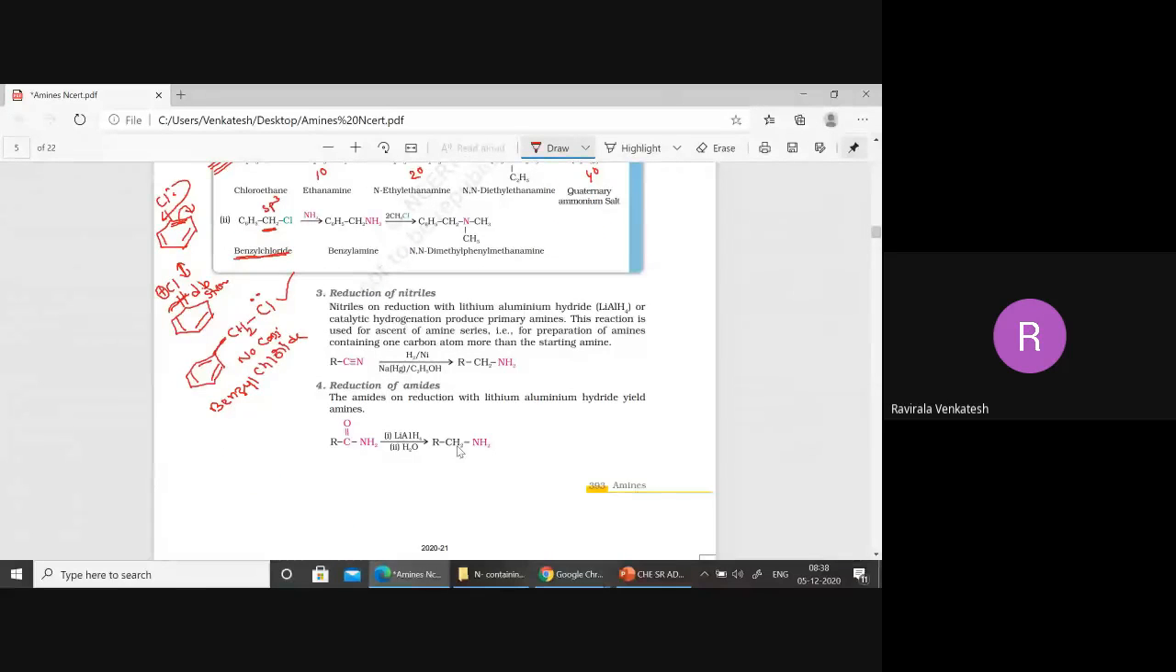Now let me see the third one here. The third one is very simple. The third reaction we can easily remember; it is an important one. What are we converting here? In this case, we are converting nitriles. What is the meaning of nitrile? Nitrile is nothing but cyanide. Now this is converting into a primary amine. In this case, we don't get the secondary amine.